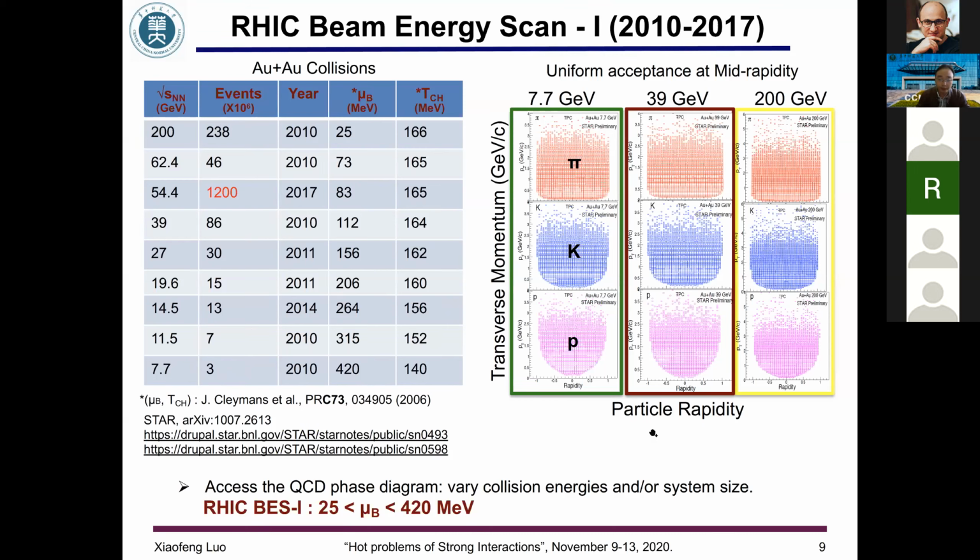And we have an advantage with this collider experiment: for different energies and different particle species, our acceptance is rather uniform at mid-rapidity. That will minimize our systematics when we do the beam energy scan to search for the QCD critical point.